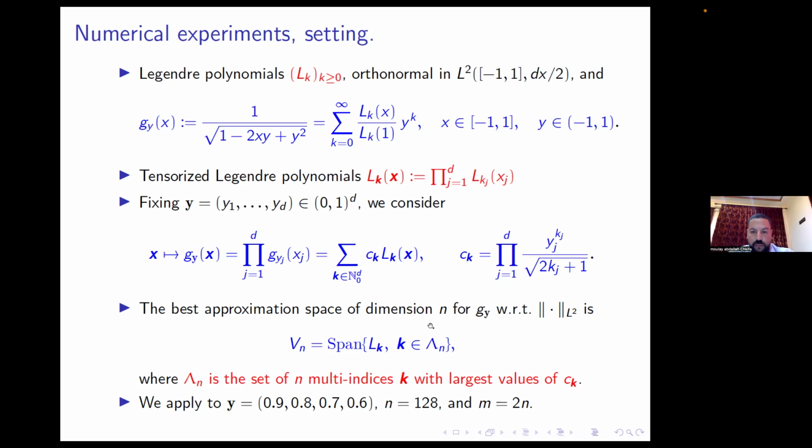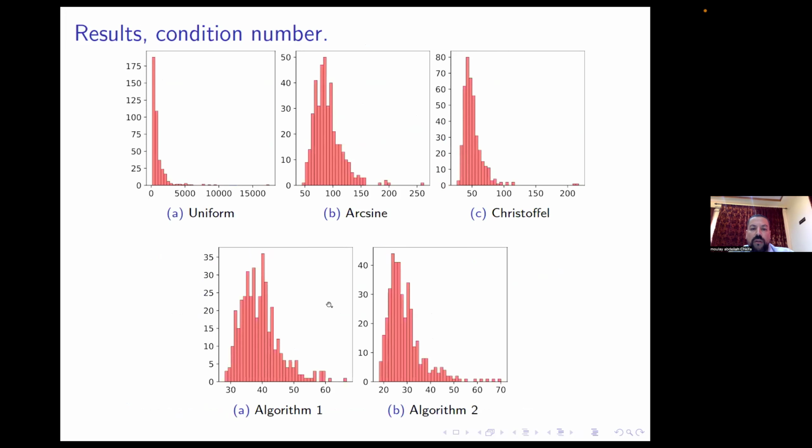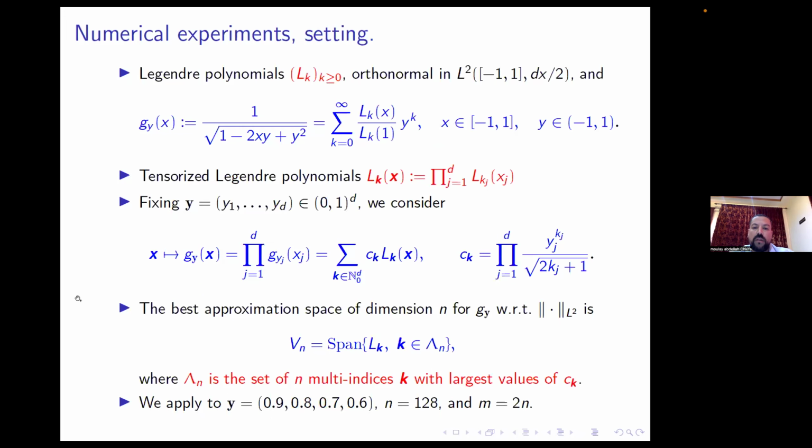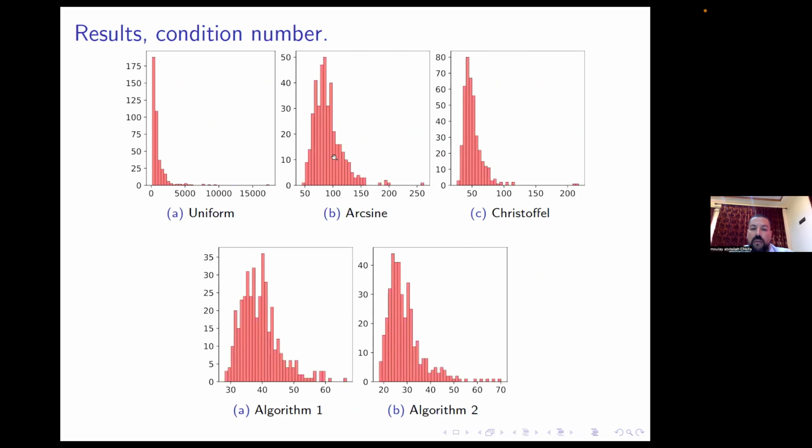So we truncate, we identify lambda n, and then we compare sampling using i.i.d. sampling or adaptive sampling, using Monte Carlo sampling, which in this case is the uniform measure, or the tensor product arcsine measure, or the Christoffel measure associated with the projection space, or algorithm 1 or algorithm 2. So what I show here is the condition number of the Gram mean matrix G obtained by each algorithm.